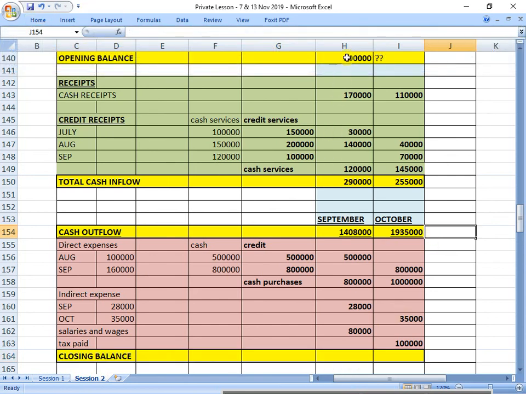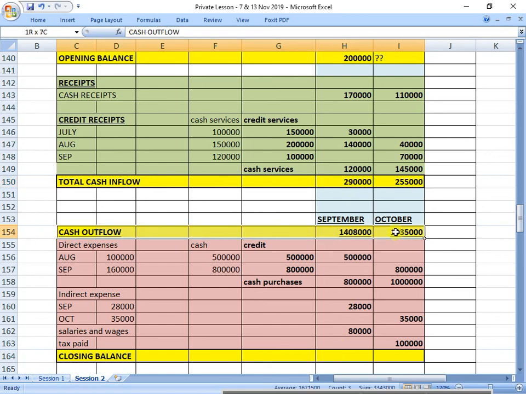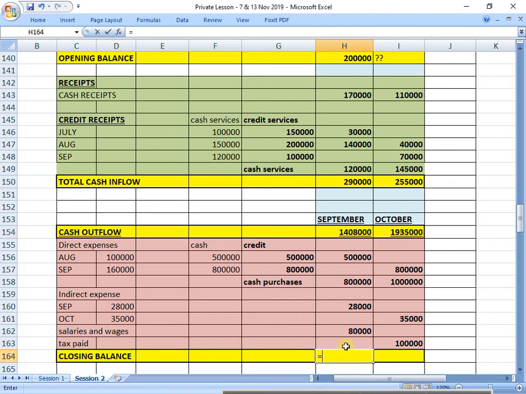So opening balance. Is the opening balance going to go up or down with the inflow? It's going to go up. And is it going to go up or down with the outflow? Outflow, it's going to go down. So to get the closing balance, I started with 200, I'm going to add what came in, and I'm going to subtract what went out. Do you see that?